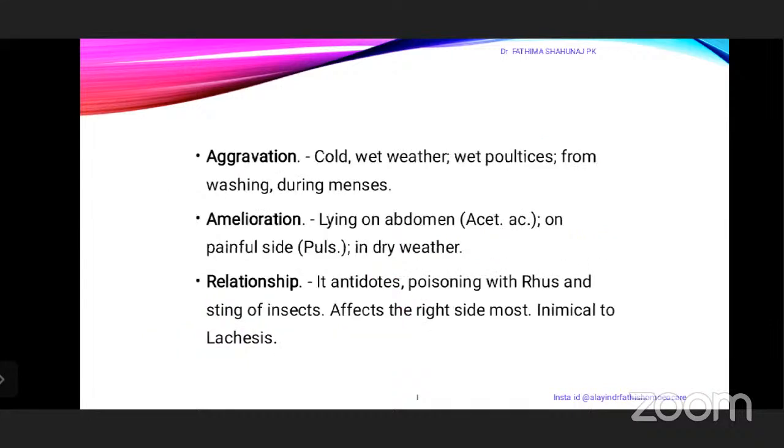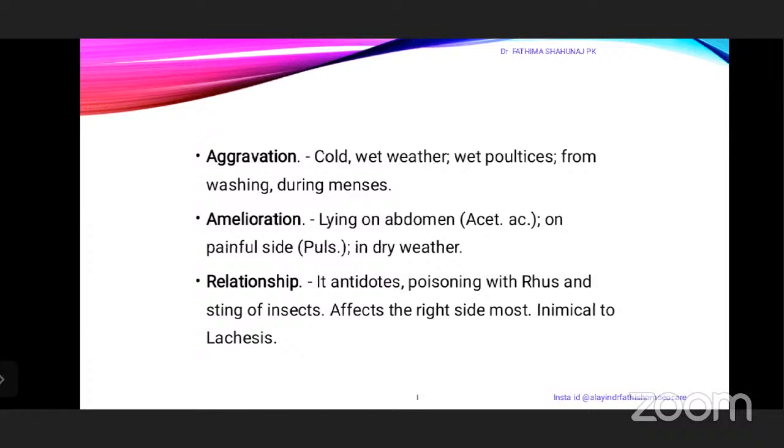And then the modalities: aggravation from cold wet weather, wet toilet, from washing and during menses, and amelioration lying down. It's compared with Actea. Lying on the painful side, amelioration, is compared with Pulsatilla, and in dry weather. So relationship: it is an antidote, and for poisoning with Rhus stalks and stings of insects, and the effect is on the right side most, and it is inimical to Lachesis. So it is mostly a right-sided remedy.